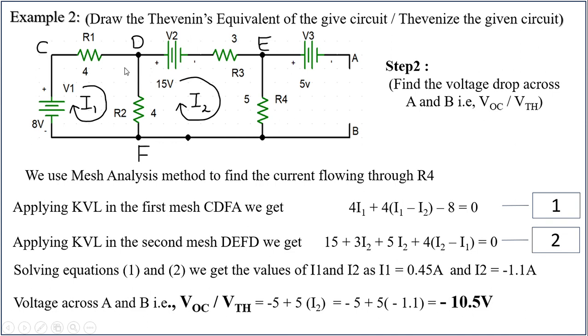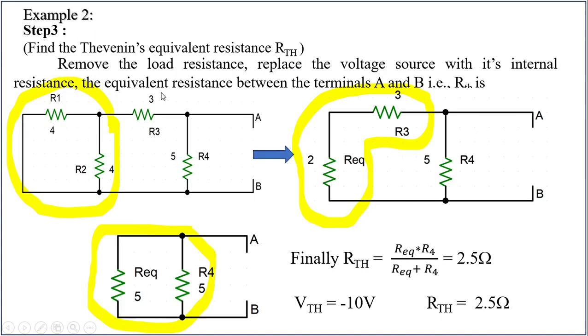If you observe this particular circuit diagram, there are three voltage sources: one is V1, the other one is V2, the other one is V3. They are not given with any internal resistance information. So assume that the internal resistance of this is 0, this is also 0, V3 also 0. 0 internal resistance means short circuit. So we replace this with a short circuit, this with a short circuit, this with a short circuit. By doing so we'll get this circuit diagram.